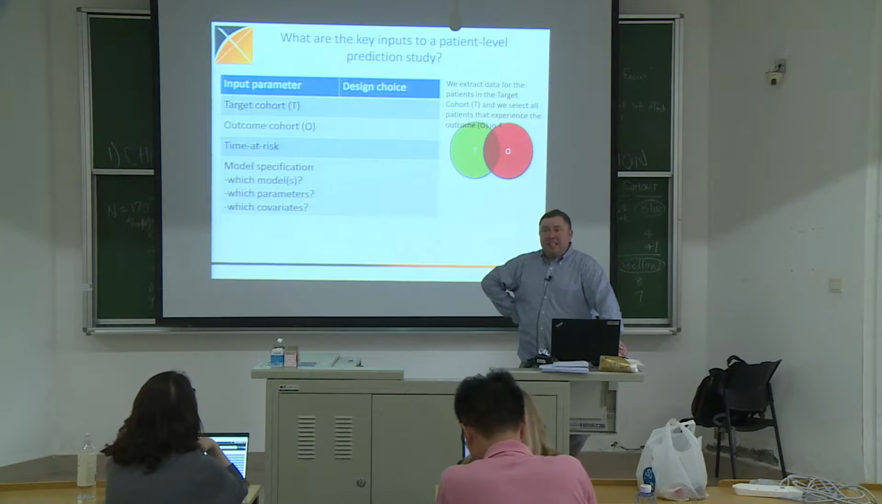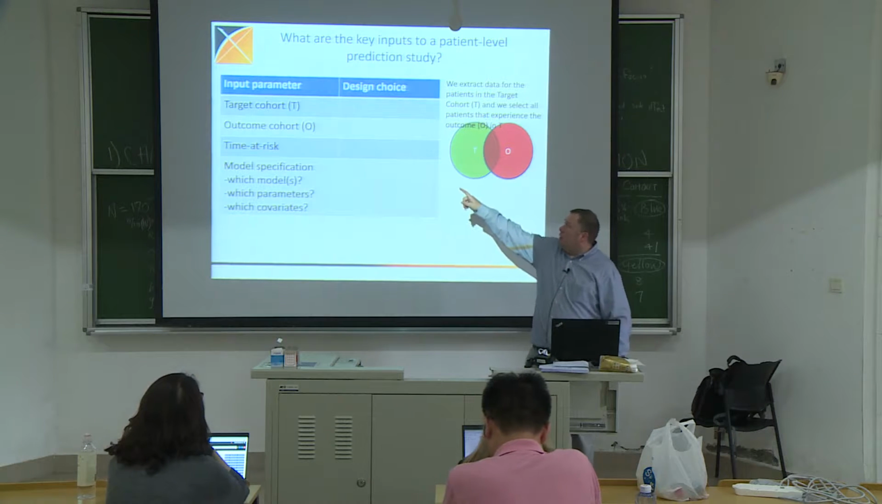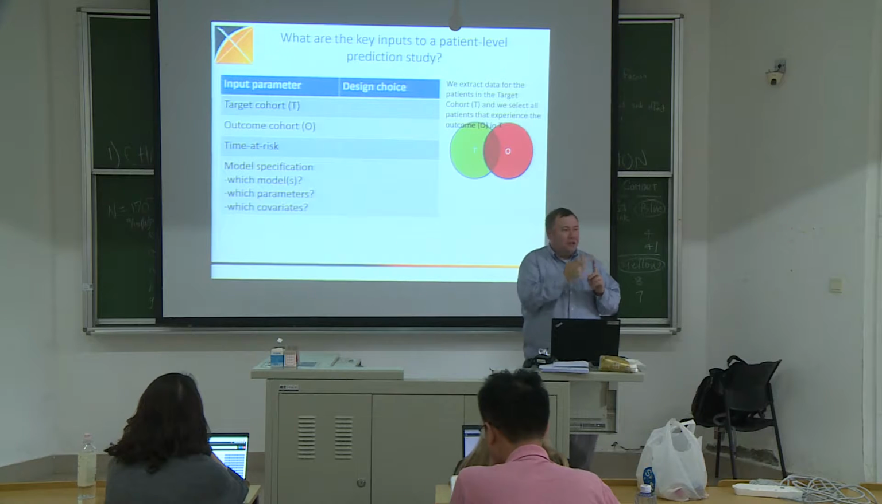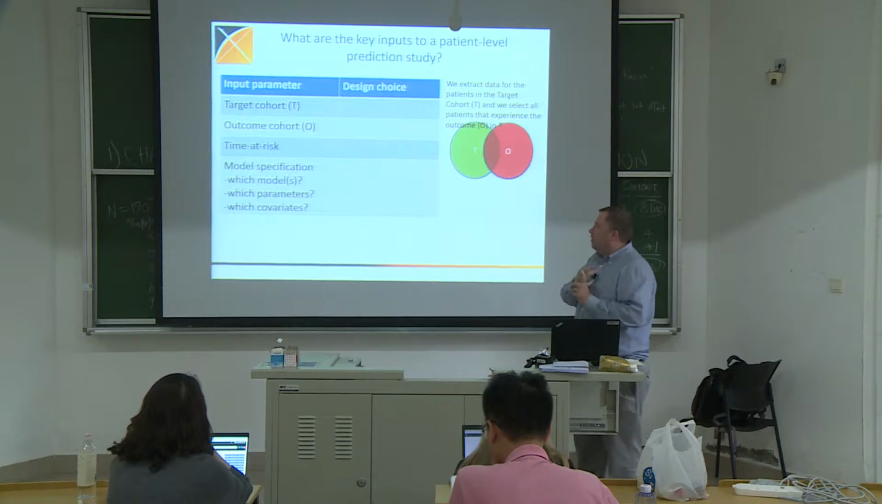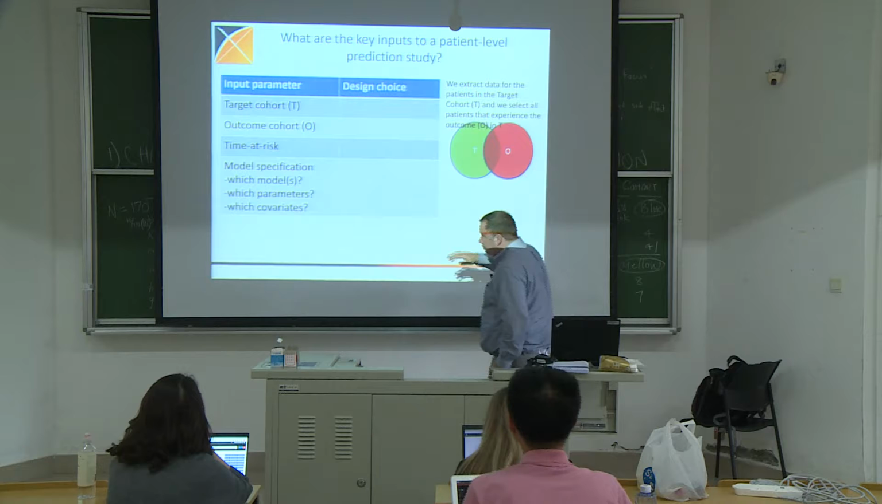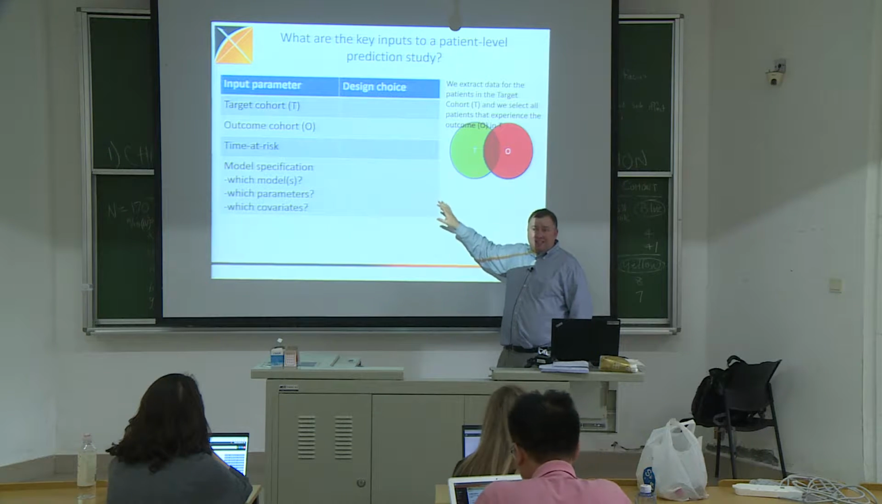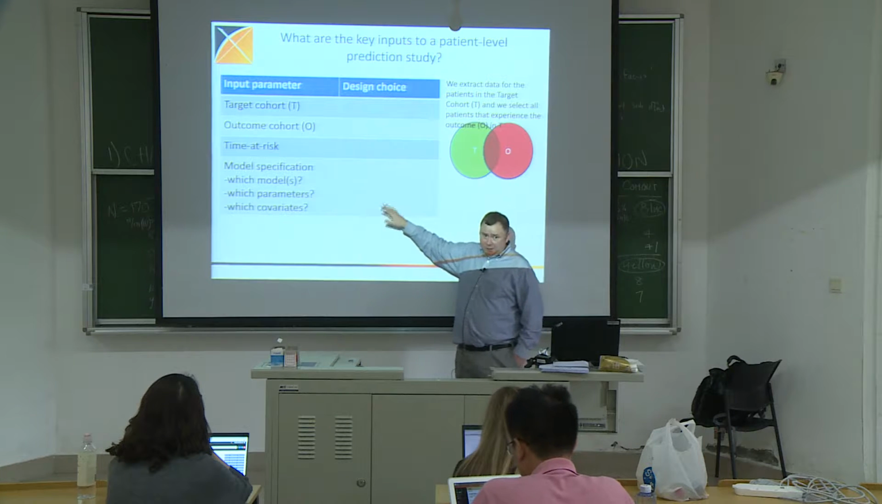For purposes of today, we're going to focus only on those first 3 categories: defining your target cohort, defining your outcome cohort, and defining your time at risk. Tomorrow, I'm going to give you a lecture about how to think about the statistics of specifying the model.